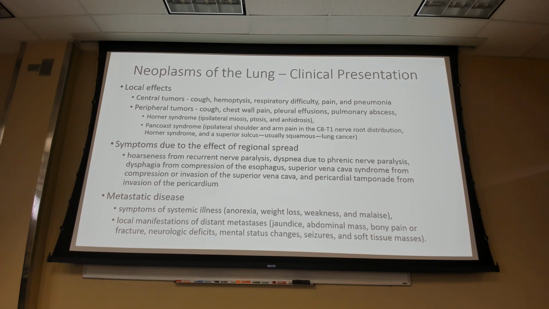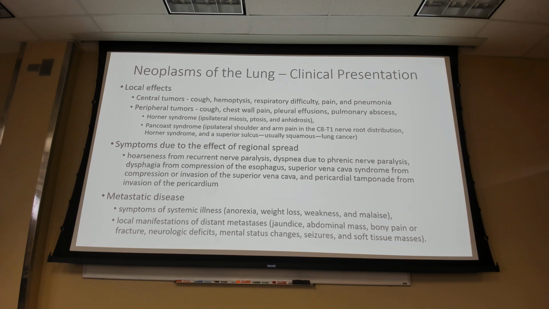And obviously these can have symptoms due to regional spread too. There are a lot of nerves that run through that area in our mediastinum, so we can get hoarseness if it's the recurrent laryngeal nerve. If it's the phrenic nerve, they might have shortness of breath. If it's impinging on the esophagus, they can have dysphagia. And then we have our superior vena cava as well, and if they have compression of that, you can see different symptoms, which we'll talk about shortly.